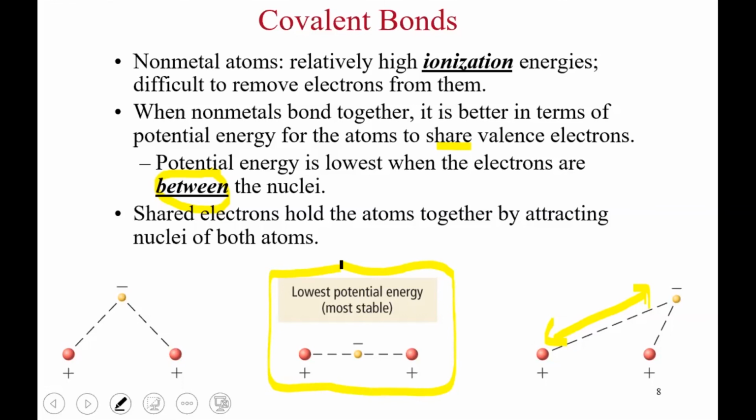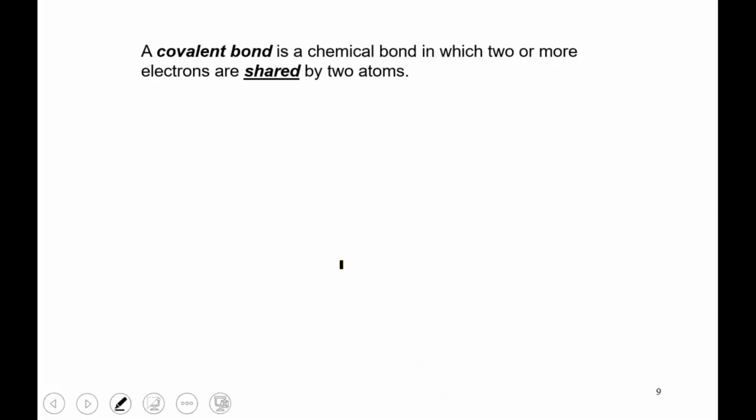Again, remember, this is a model, okay? It's a sketch. So essentially, these two atoms are going to be sharing that electron so that that electron can benefit to the max from its interaction with both of the positive charges of those nuclei. All right? Okay, so now let's see what a covalent bond is. We say it's a chemical bond in which two or more electrons are shared by two atoms.